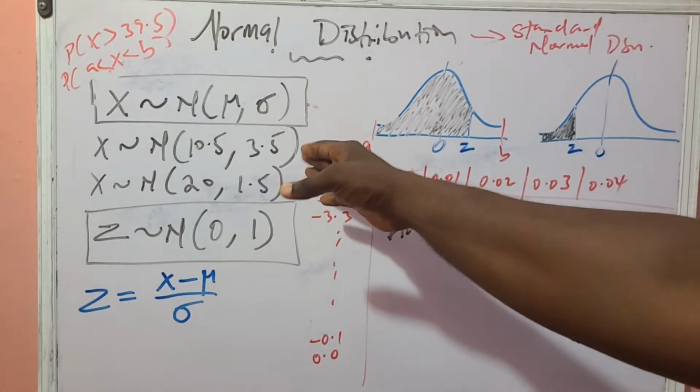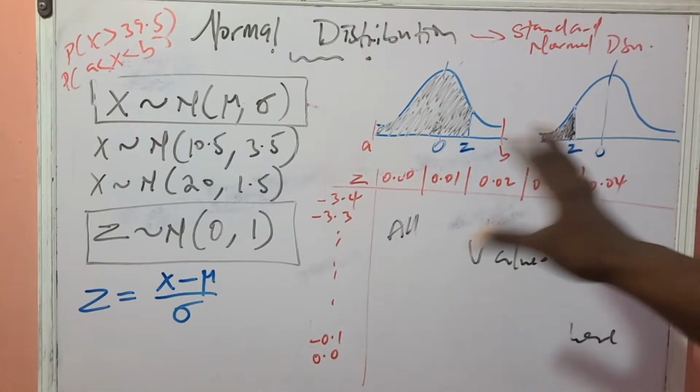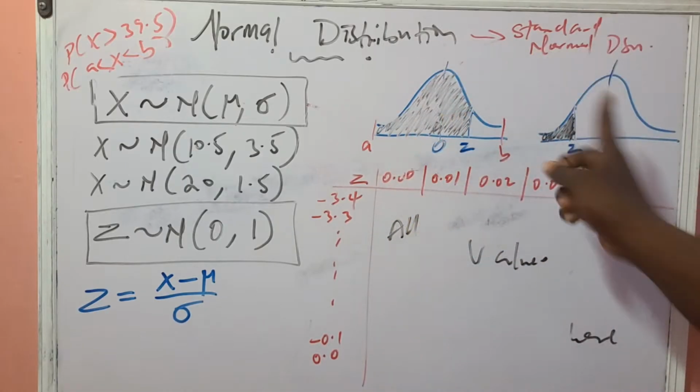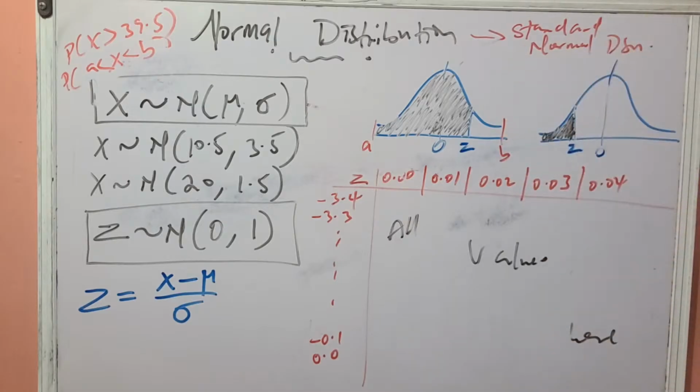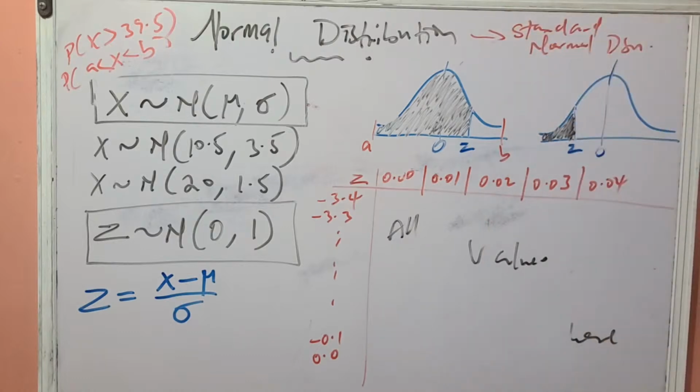Nothing is outside, nothing is before a, nothing is after b. In that case, the probability of x being between them will be 1, because, as I told you already, it's like saying the probability of the sample space, which is 1. So you need to understand the relation between using the word probability and using area under the curve.